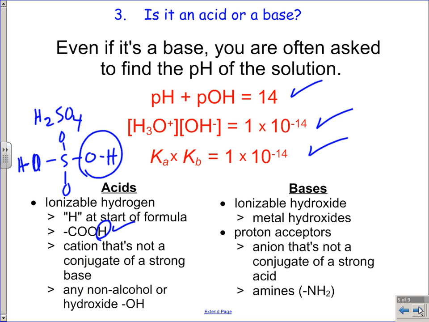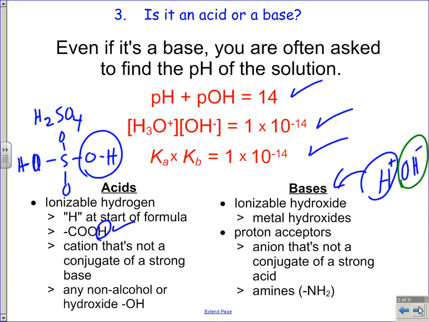Now on the base side, remember you're often looking for ionizable hydroxide. So if it's a metal hydroxide, dead giveaway, you've got a base. Also watch out for your proton acceptors, which when you put them in water, because often they're negatively charged or they have an unshared pair on a polar substance, can attract a hydrogen from water. So water is really HOH. This is a way to look at it. If we've got an anion, it can be attracted to this, pull that off of water, and what we did was we produced OH minus in water.